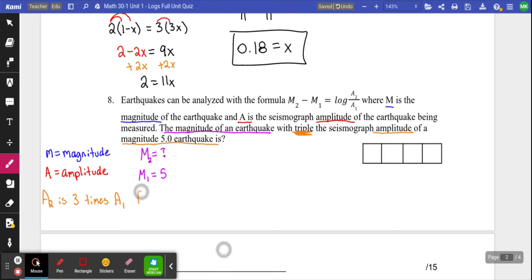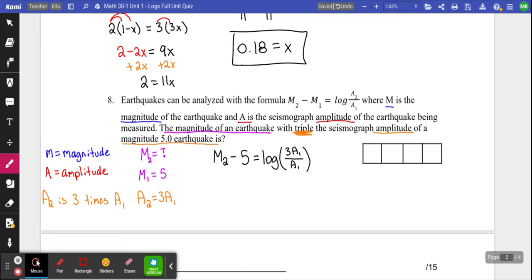So I'm going to do this. A2 equals 3 times A1. And now let's look at our formula. So our formula is M2 minus M1, which is 5, equals log A2, which we know is 3 times A1. It's triple the first one. Divided by A1. That's how I deal with the triple.